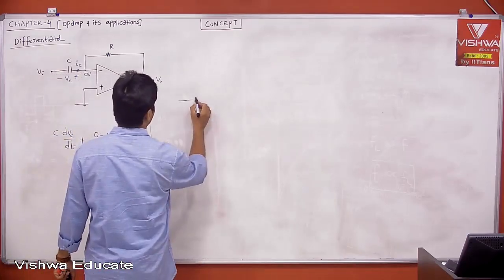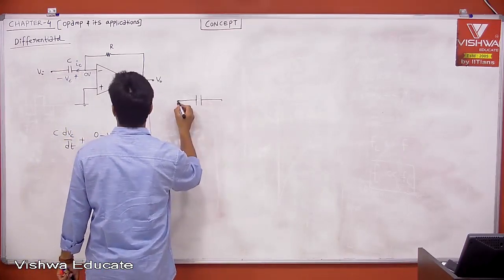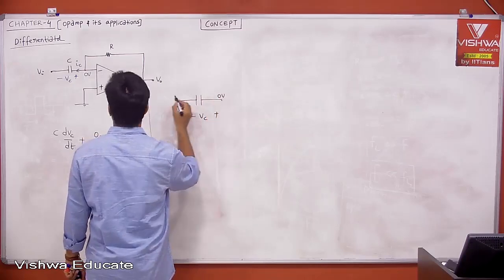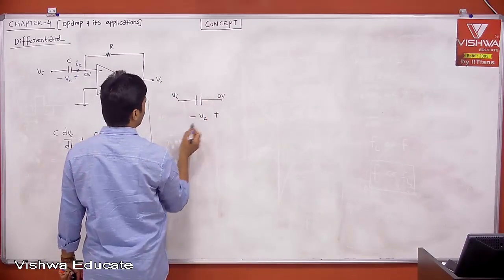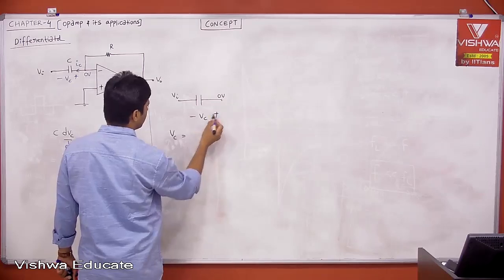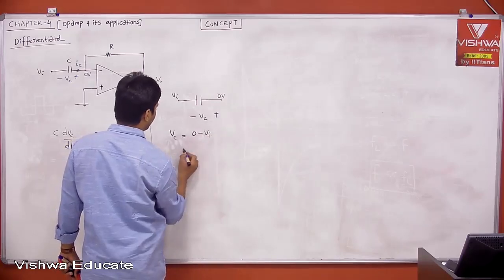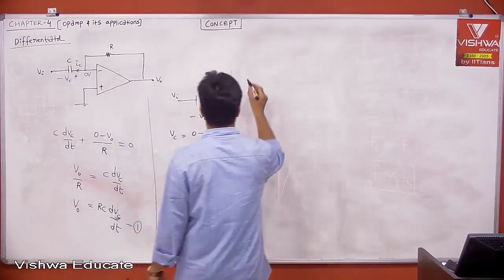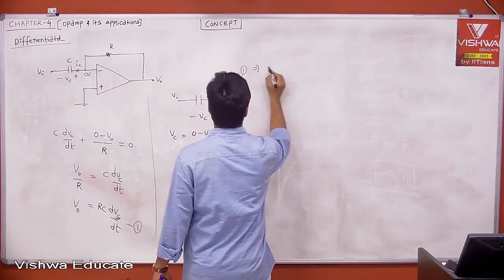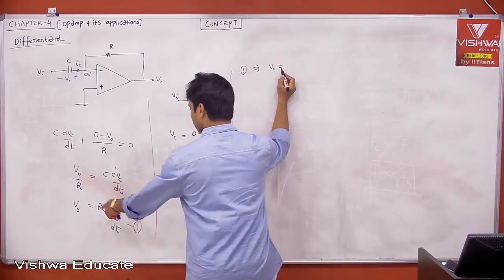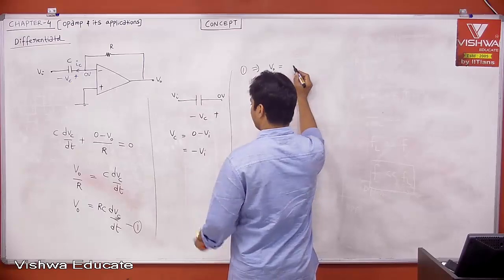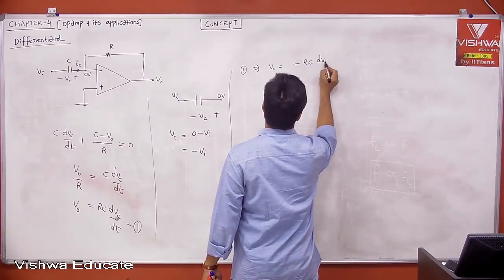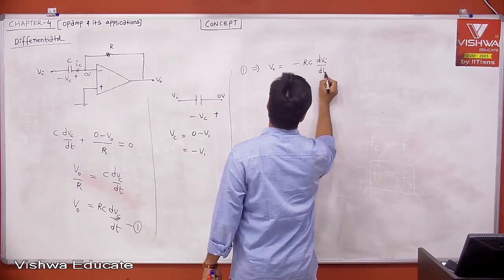What is Vc if you take the capacitor? This is plus minus Vc, but this side is 0 and this side is Vi. Then Vc is equal to 0 minus Vi, which is minus Vi. Therefore, from equation 1, your V0 is equal to minus RC into dVi by dt.